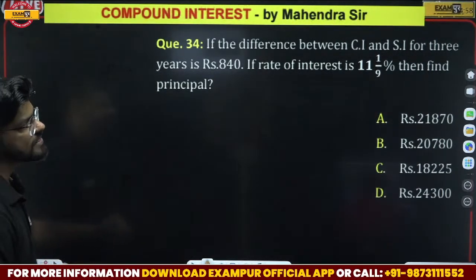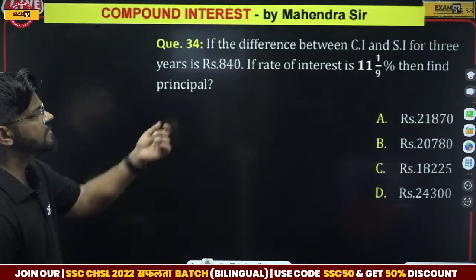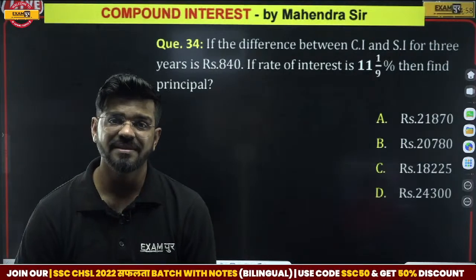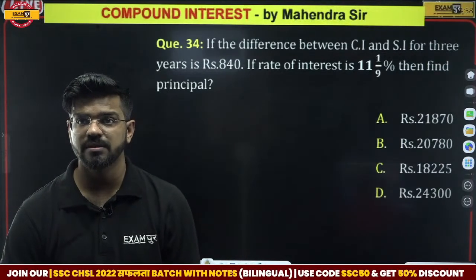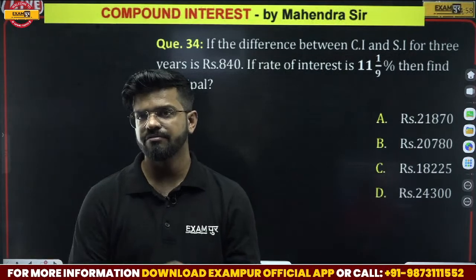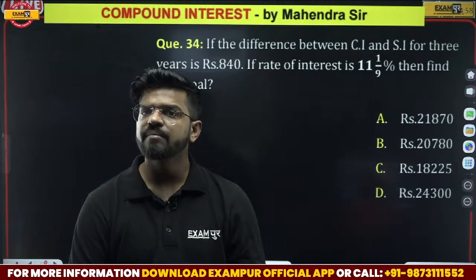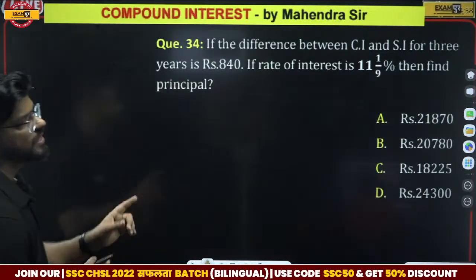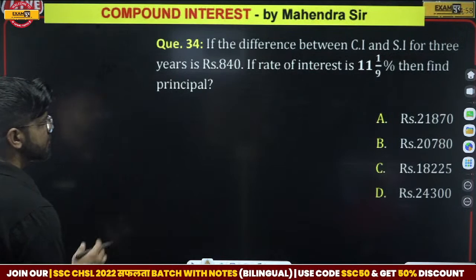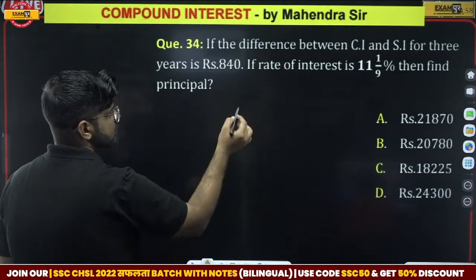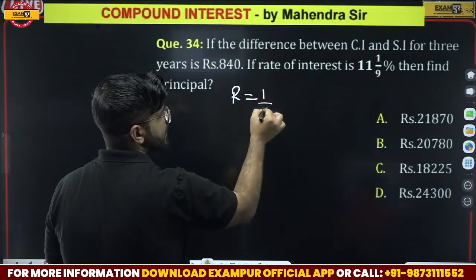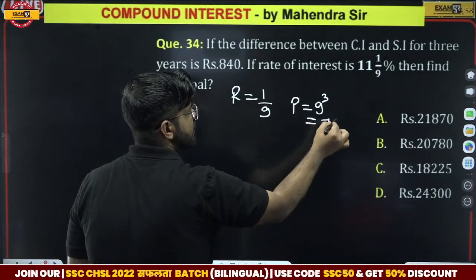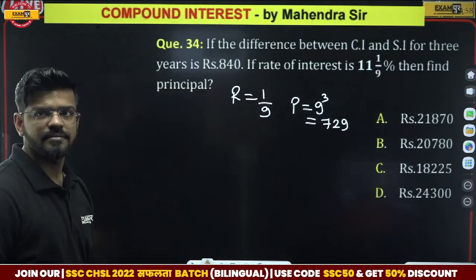If the difference between CI and SI for 3 years is 840, the rate of interest is 11 by 9. 11 by 9 means 11.11%. Now we cannot use the formula. Can we use the formula? It will be very difficult to solve then. For 3 years it is very difficult. So we use the slab method here now. So R is equal to 1 by 9. That means P will be 9 cube, that means 729.